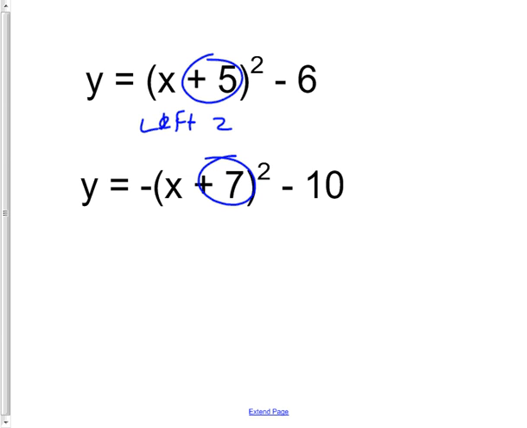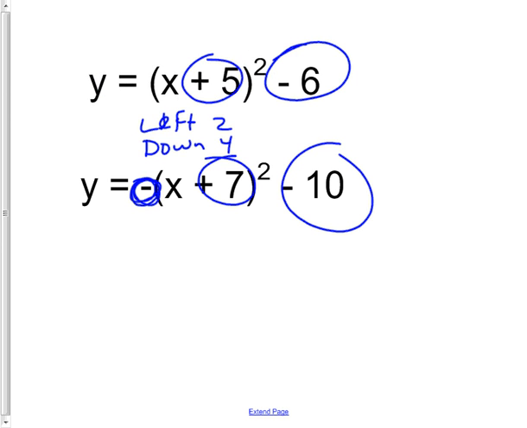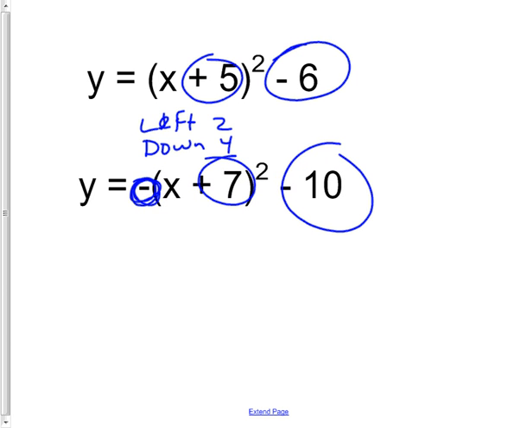Okay. Then this one, it's down 6. This one's down 10. That means I got to move how much farther? 4 spots down. And the last thing is, the only other difference is this guy right here. So to get from this one to this one, I got to move to the left 2 and down 4 and flip it which way? Is that left, right, or up, down? Up, down, flip.